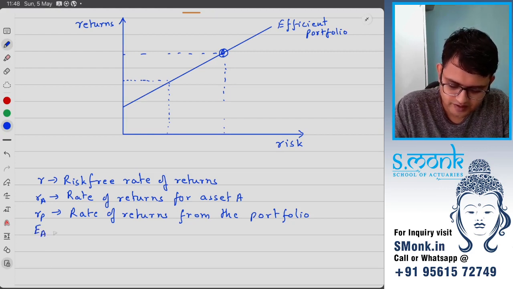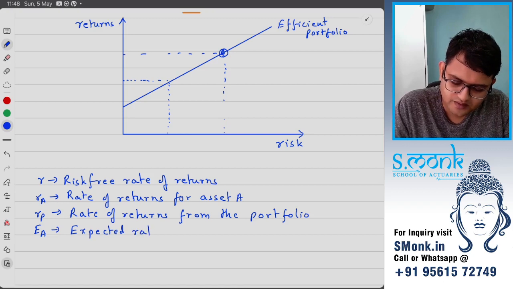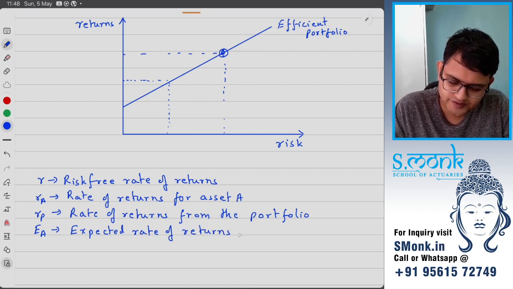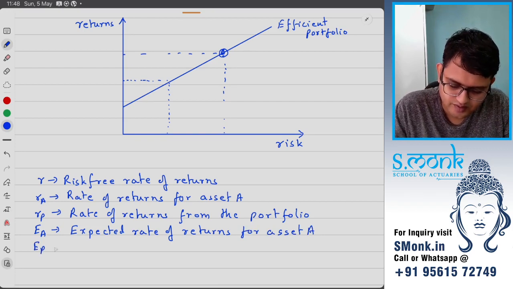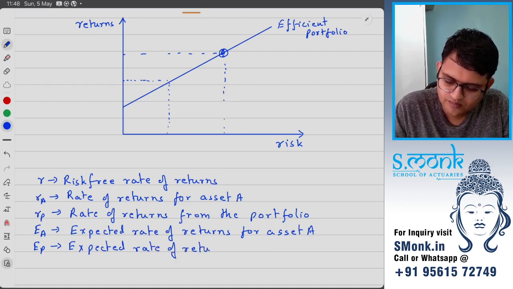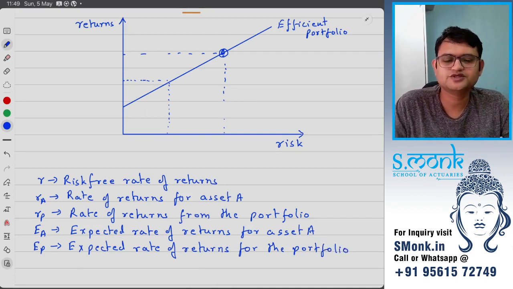Then we'll say EA is the expected rate of returns for asset A. So EP is nothing but the expected rate of returns for the portfolio.